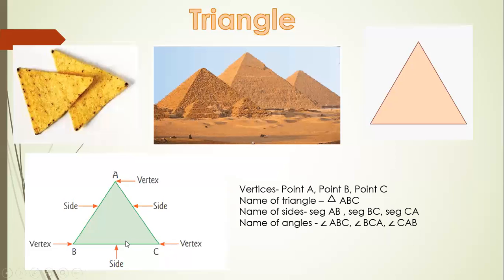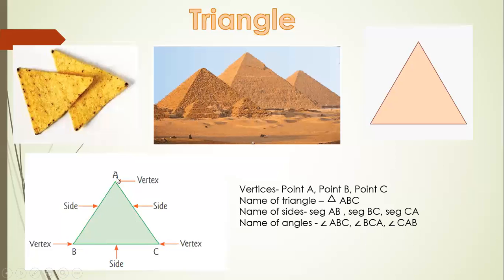When does an angle form? When two rays are meeting or when two segments are meeting at a point. So here segment BA and segment AC are meeting at point A. So on this vertex an angle is formed over here. So what is the angle name? Angle BAC.